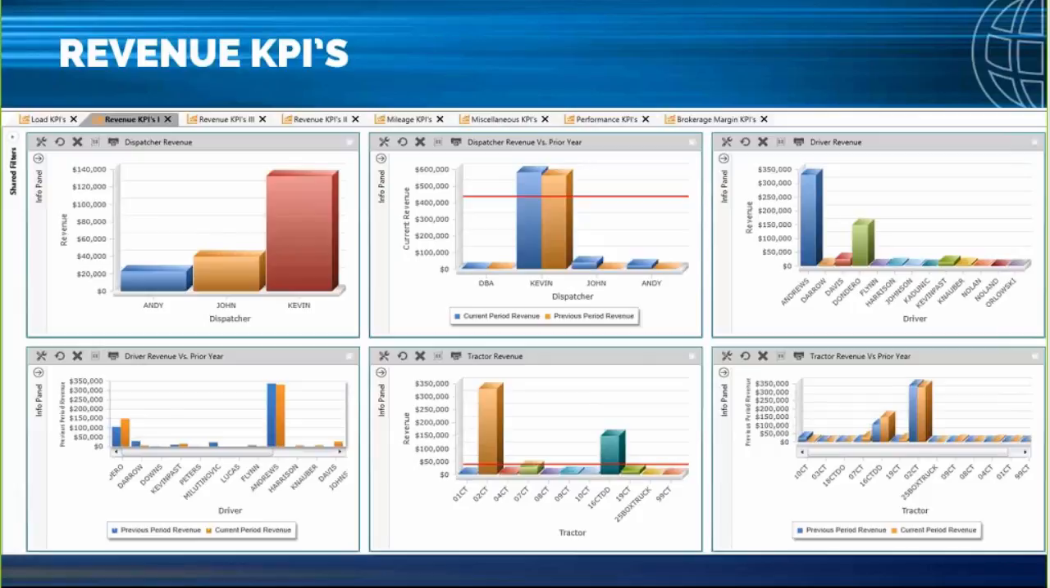An example of how you might want to use driver revenue with a goal line would be if your drivers are paid on a percentage of revenue, and you want to make sure that the loads are being balanced, the revenue is being balanced, so that one driver isn't making a lot more money than another driver.